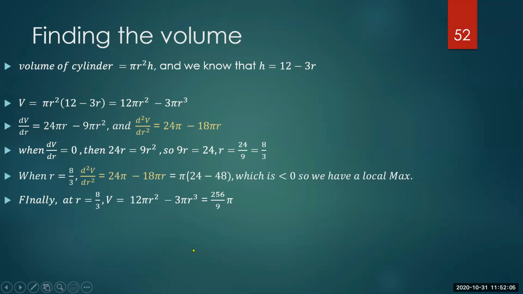Finally, when r is equal to 8 over 3, V is equal to 12 pi r squared minus 3 pi r cubed. And that works out at 256 pi all over 9. So the maximum volume of the cylinder is 256 pi over 9 centimeters cubed.